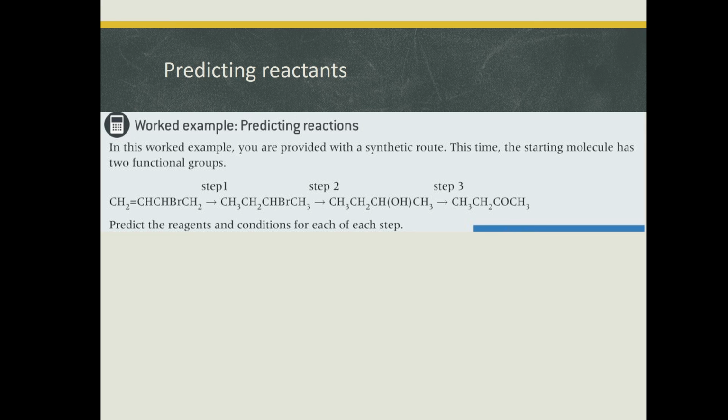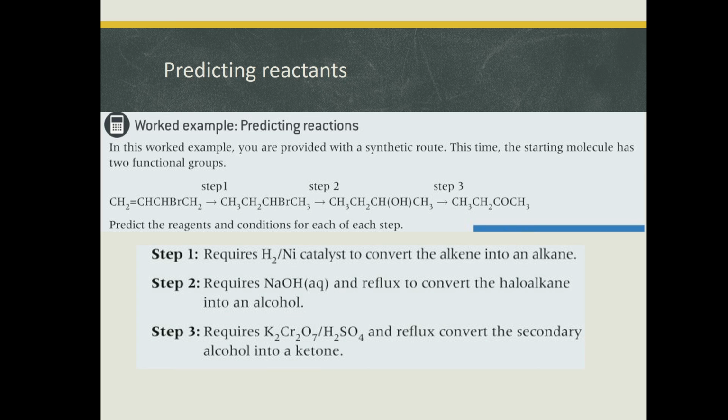Hopefully you've managed that one as well. And the answers are going to be, for step 1, we've got hydrogen and a nickel catalyst to convert the alkene to the alkane. Step 2 will be sodium hydroxide to convert the haloalkane into the alcohol. You do that under reflux as well. And the final step is our potassium dichromate and our sulfuric acid to convert the secondary alcohol into a ketone.